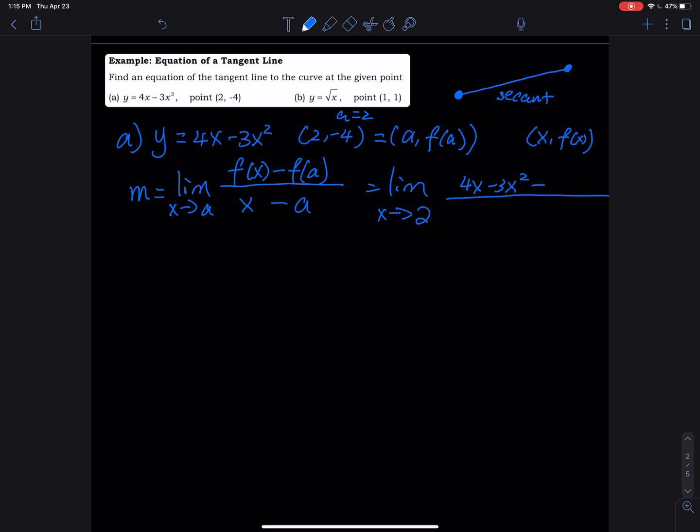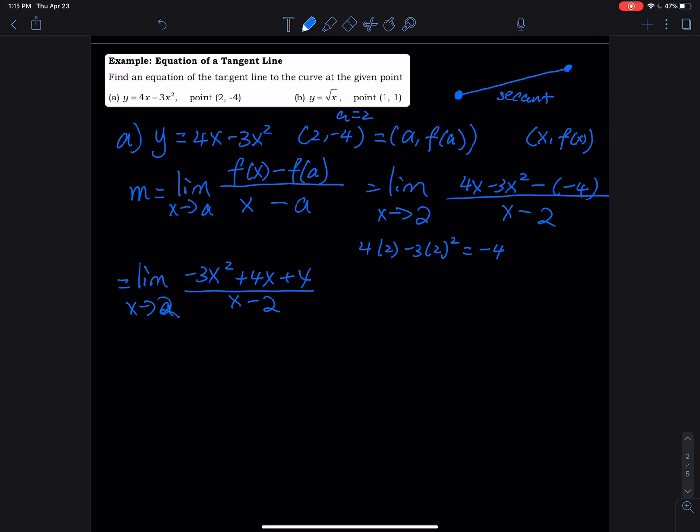So when a equals 2, what do we have? We have 4 times 2 minus 3 times 2 squared. That is equal to negative 4. So minus negative 4, and then divided by x minus 2, and then you clean up the top and factor the top. Always start with the limit. So we have negative 3x squared plus 4x plus 4, divided by x minus 2.